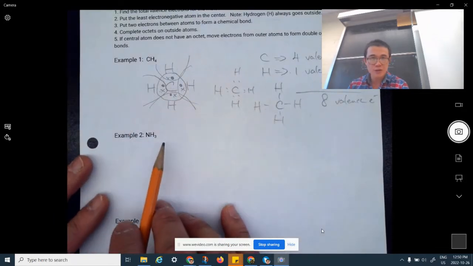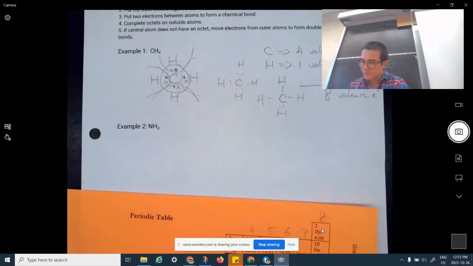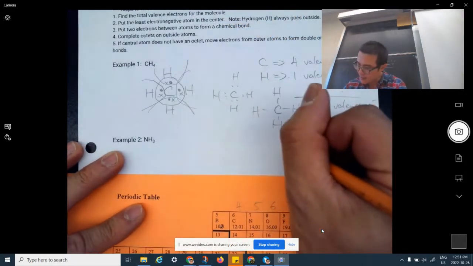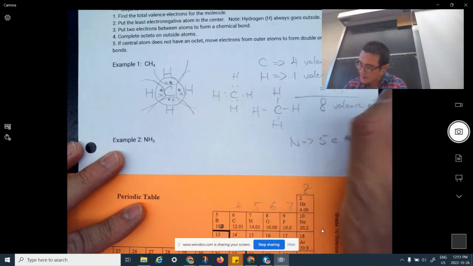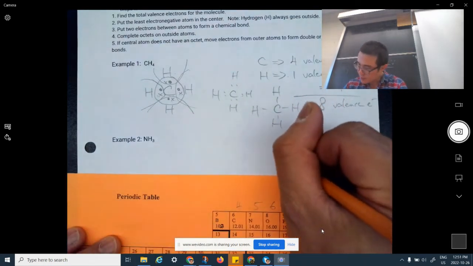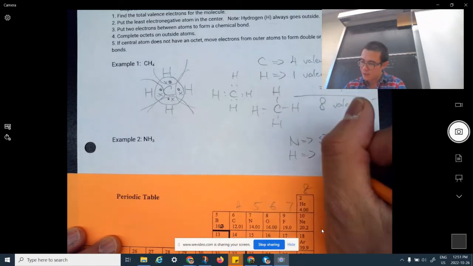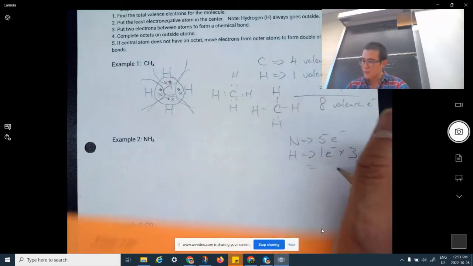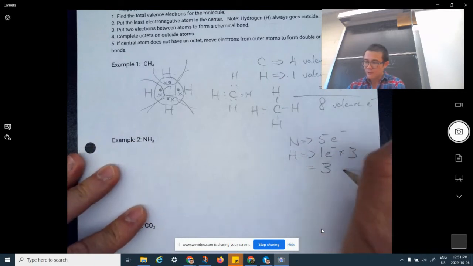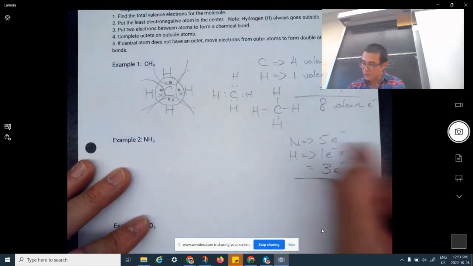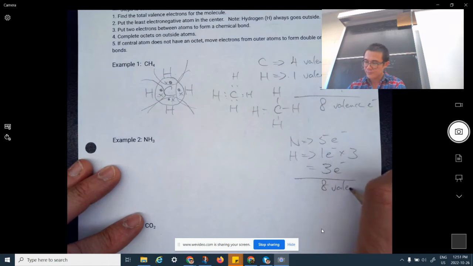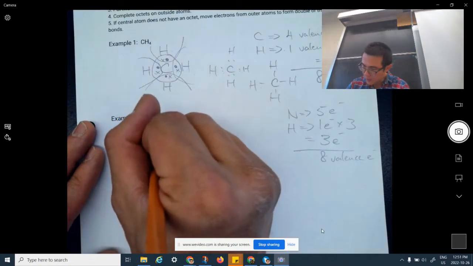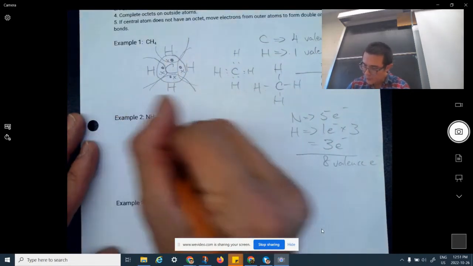Example number 2, NH3. So first step, total number of valence electrons. Nitrogen has 5, so in this case, nitrogen, 5 valence electrons. Hydrogen, again, 1 valence electron, but there are 3 of them, so times 3. So in this case, you have 3 valence electrons from the hydrogens. So you have a total of 8. So here, I'll put nitrogen in the middle, and I'll put hydrogens around it.